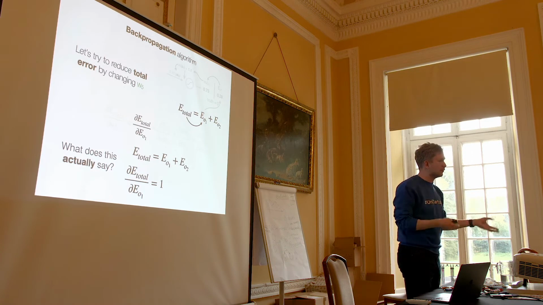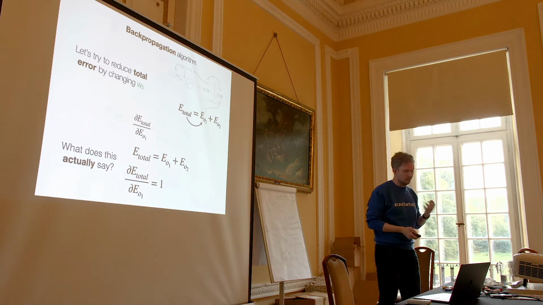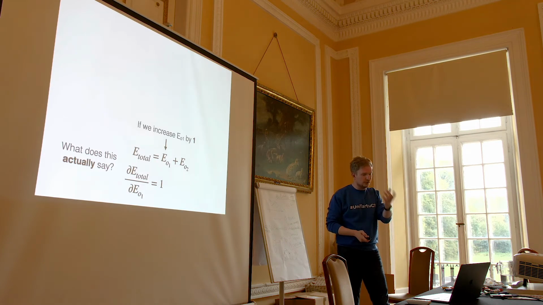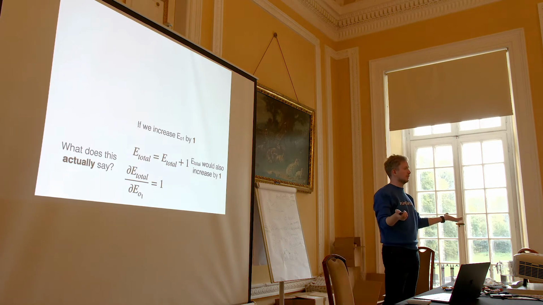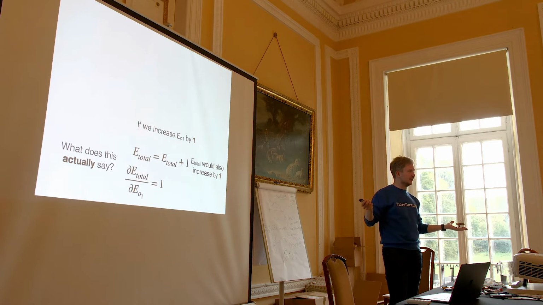You don't have any coefficients, whatnot. There's no square or whatever things happen. So if you increase EO1 by 1, then the other thing increases by 1. Questions? And we're going to do that for the rest of the equation.